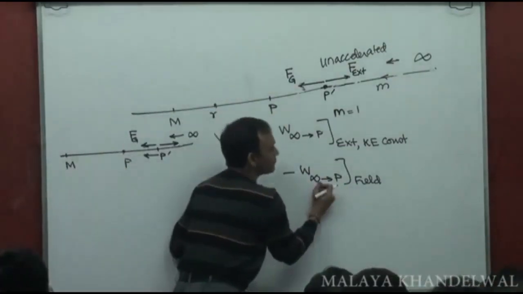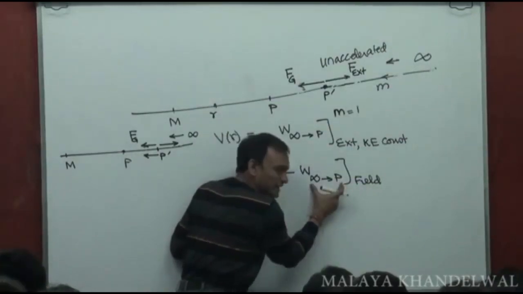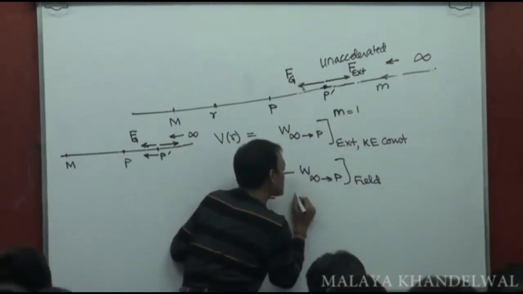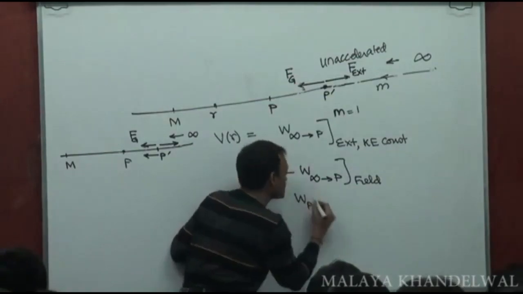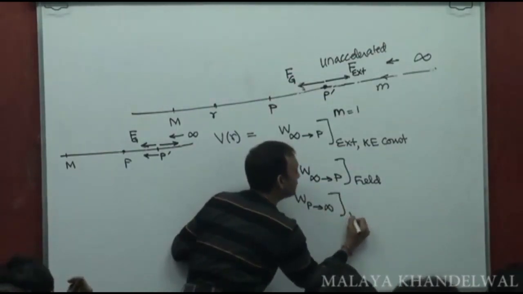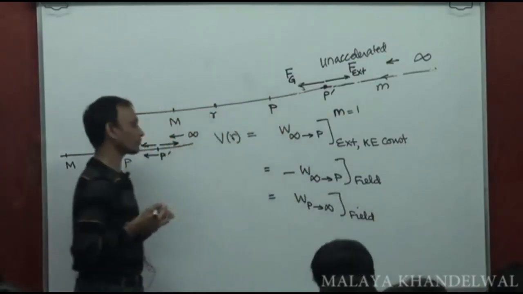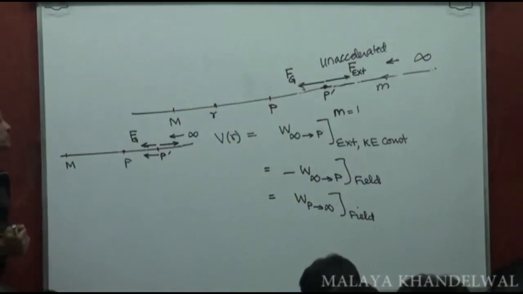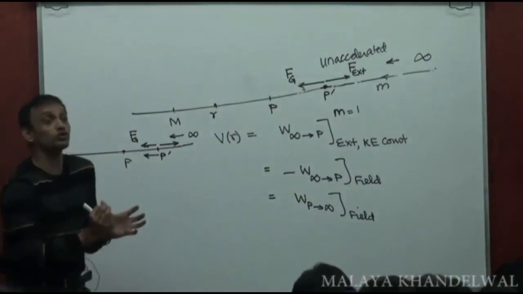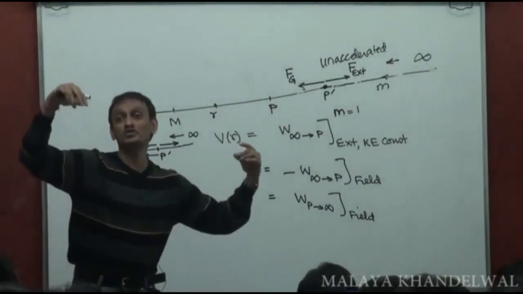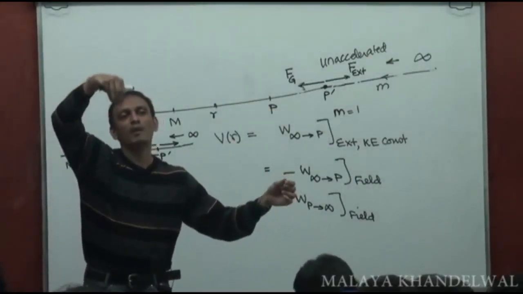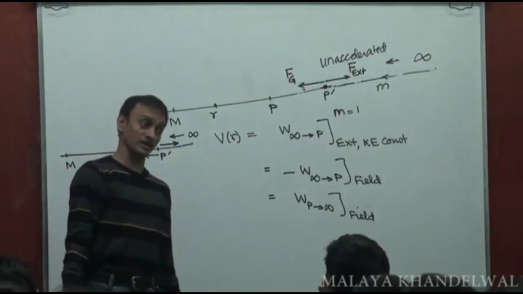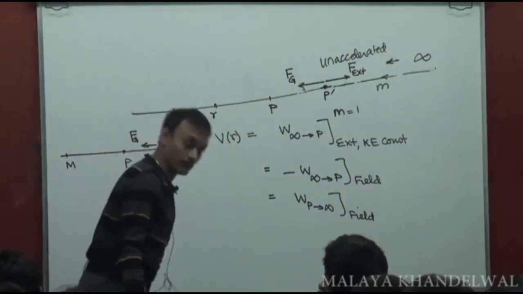So, work done from infinity by the forces of the field will be negative of the work done from P to infinity by the field, right? So, another negative number will take care of this minus, work done from P to infinity by the field. That means the potential at the point P would also be equal to the work done by the forces of the field to transport a particle from P to infinity for a unit mass. That's also defined as the potential at the point P. Clear?